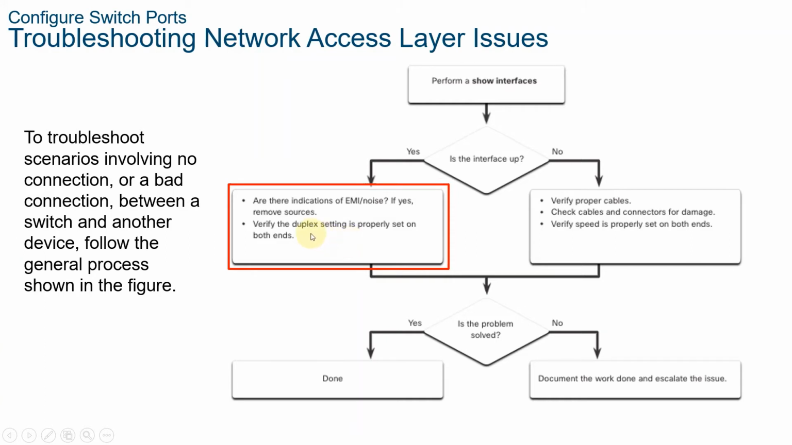If noise is not an issue, you check for excessive collisions. If there are collisions or late collisions, verify the duplex settings on both ends of the connection. Much like the speed settings, the duplex settings are usually auto-negotiated. If there does appear to be a duplex mismatch, then manually set the duplex to full on both ends of the connection.